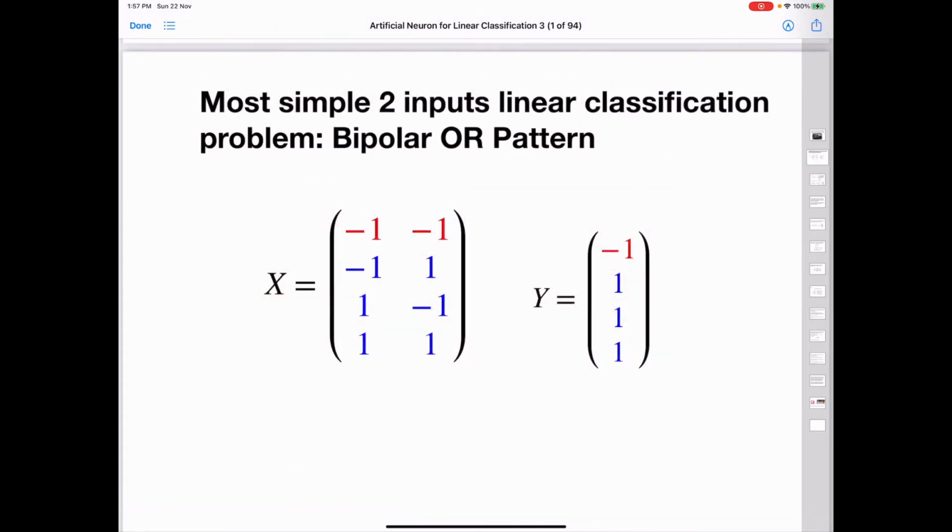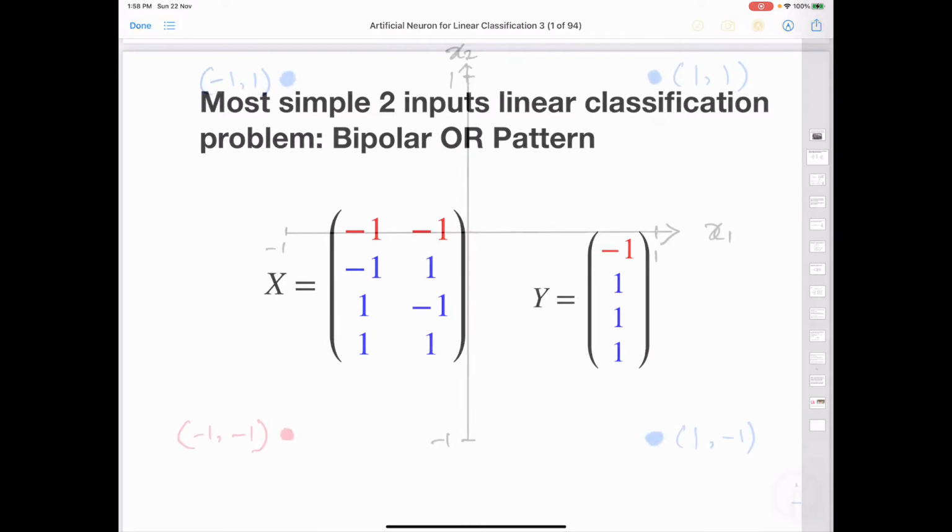In this discussion, we take the most simple two-input linear classification problem, which is the bipolar OR pattern. From a matrix point of view, there are two inputs. When one of them is positive, the output is positive. Briefly, you can see there are two classes. Class red color, both are negative, so the output is also negative. While for the other 3 points, because at least one of them is positive, the output Y is also positive. Okay, so we put color just to help you understand when we go to the geometry coordinate.